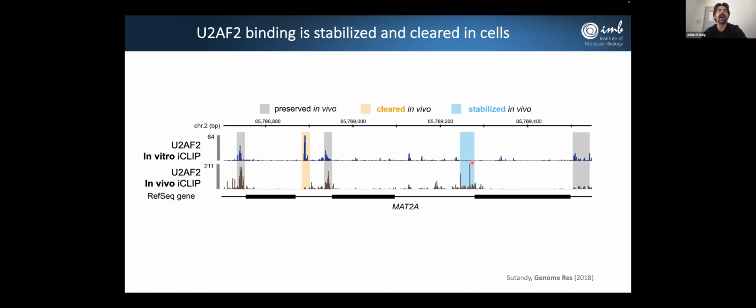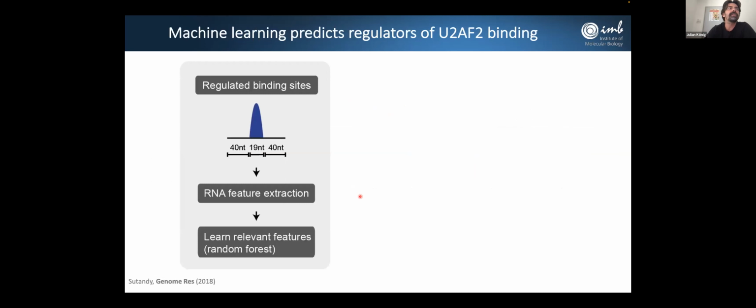And overall, we see from our analysis that we estimate that about half of these sites are intrinsically recognized, and the other half needs some factors where U2AF2 is cleared or stabilized. And we then were interested in what factors could be stabilizing or clearing U2AF2 binding in vivo. And to do this, we used a machine learning approach where we took these binding sites of U2AF2 that are stabilized or cleared, and we extracted sequence information out of windows around these binding sites.